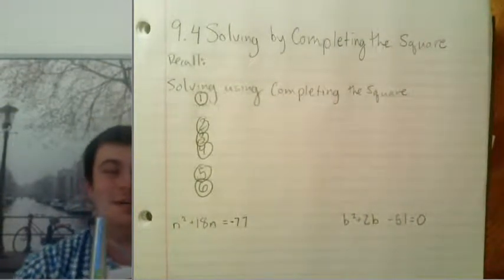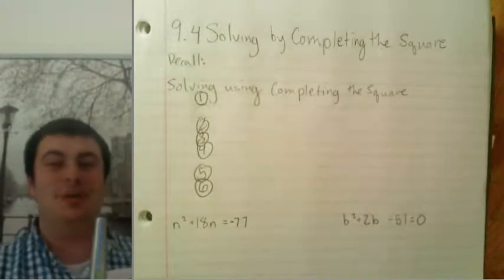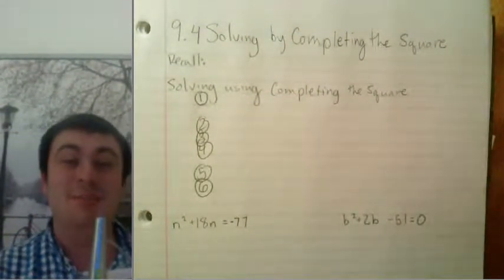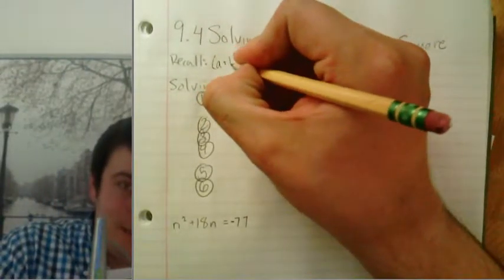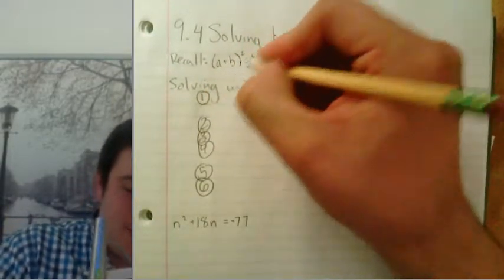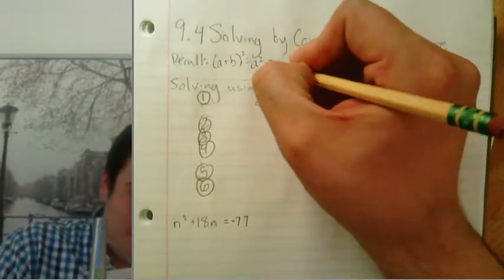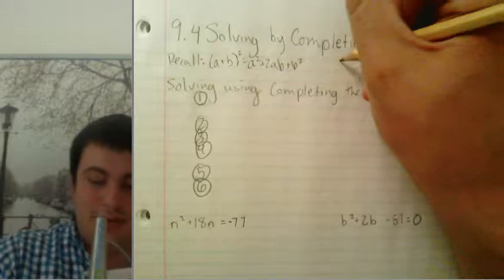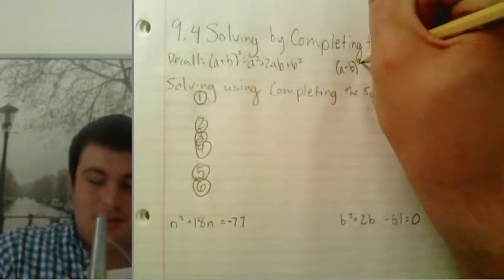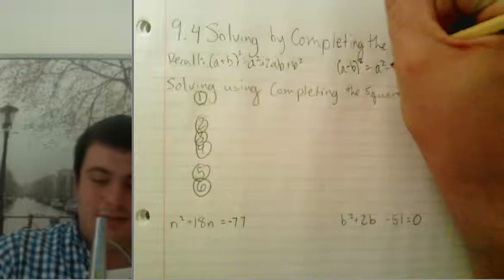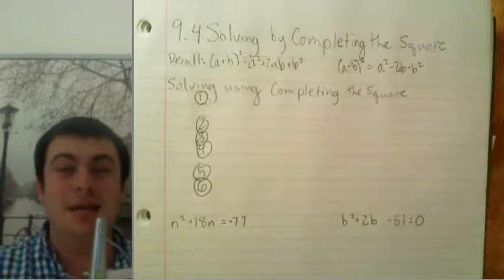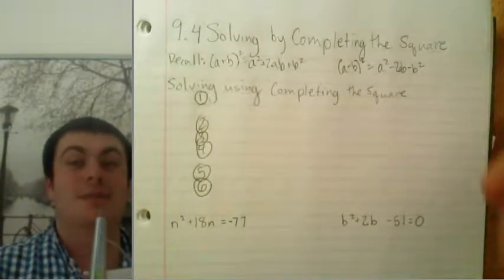All right, today we're going to be solving equations using completing the square. Now, this involves what we recall from perfect square trinomials, not difference of squares: a plus b squared equals a squared plus 2ab plus b squared, or a minus b squared equals a squared minus 2ab plus b squared. We're going to harken back to those relationships a bit as we do completing the square.